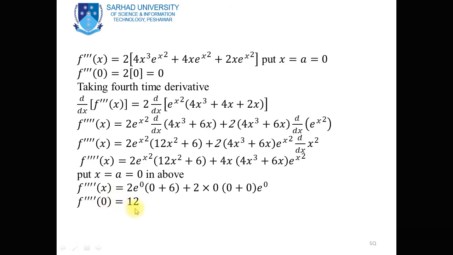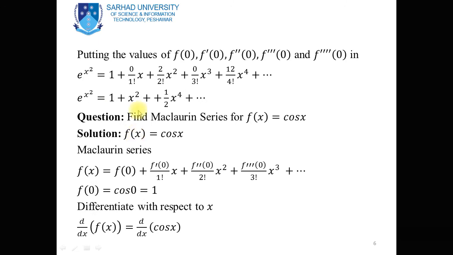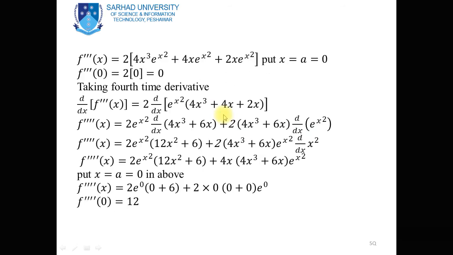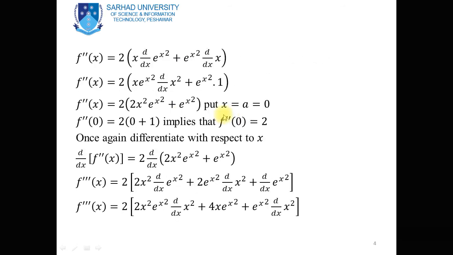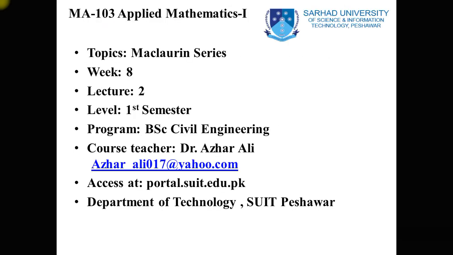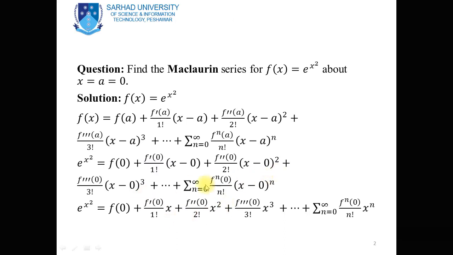Now putting all these results, like you see over here, the value of the function at x equal to 0, the first order derivative at x equal to 0, the second order derivative at x equal to 0, the third order derivative at x equal to 0, and the fourth order derivative at x equal to 0 in the series, like you see over here in the previous slides. This is the Maclaurin series of the function.